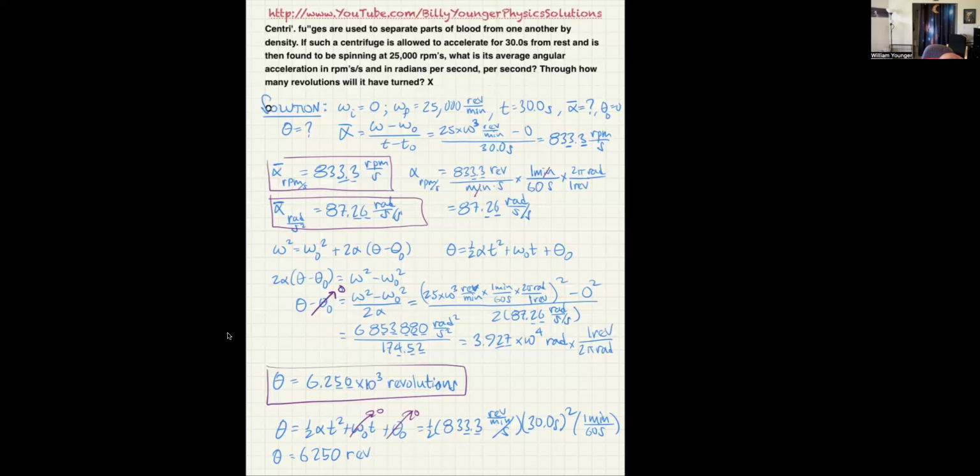Obviously, in this case, I only had two sig figs, so these figures are not significant figures at all. But we do see again that we got exactly the same answer, and doing it with the theta equals 1/2 alpha t squared, and so on and so forth.